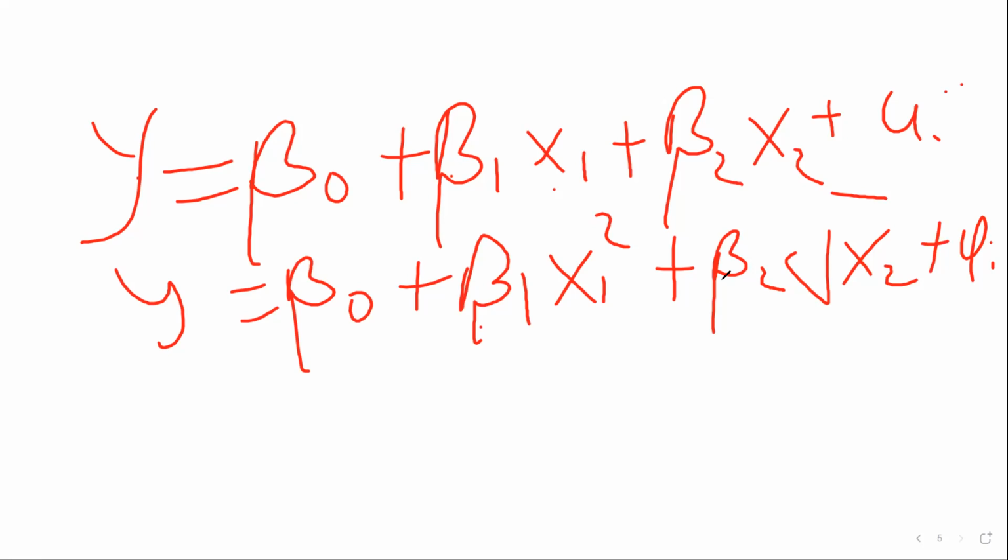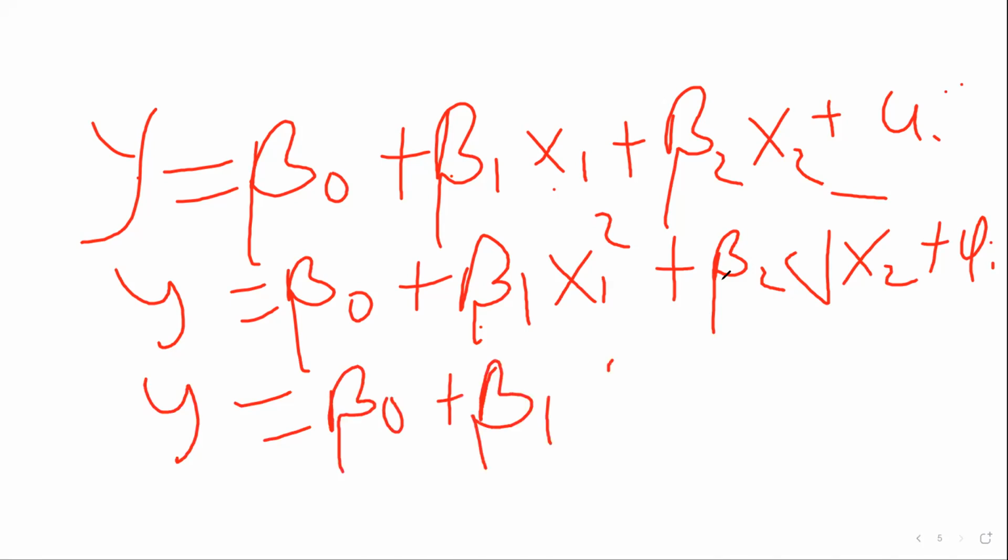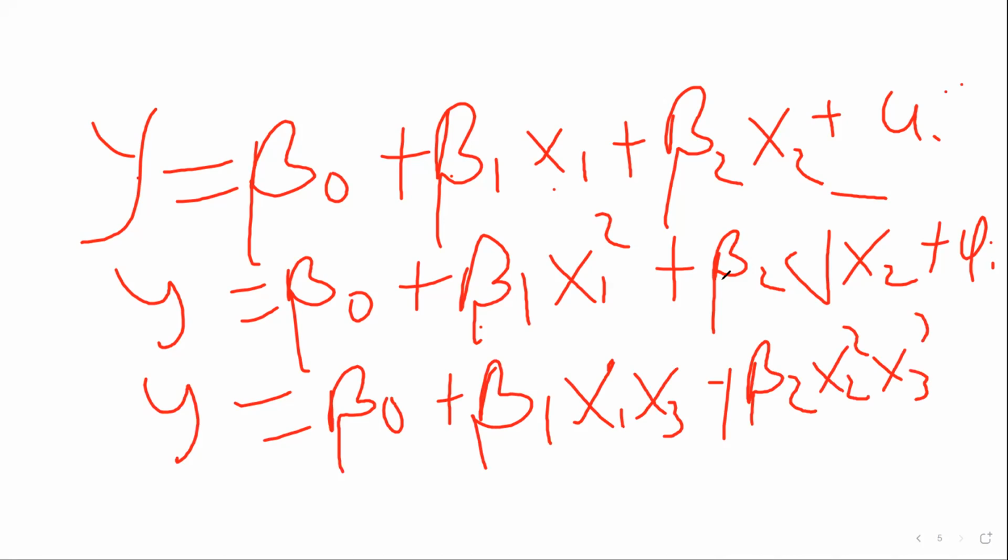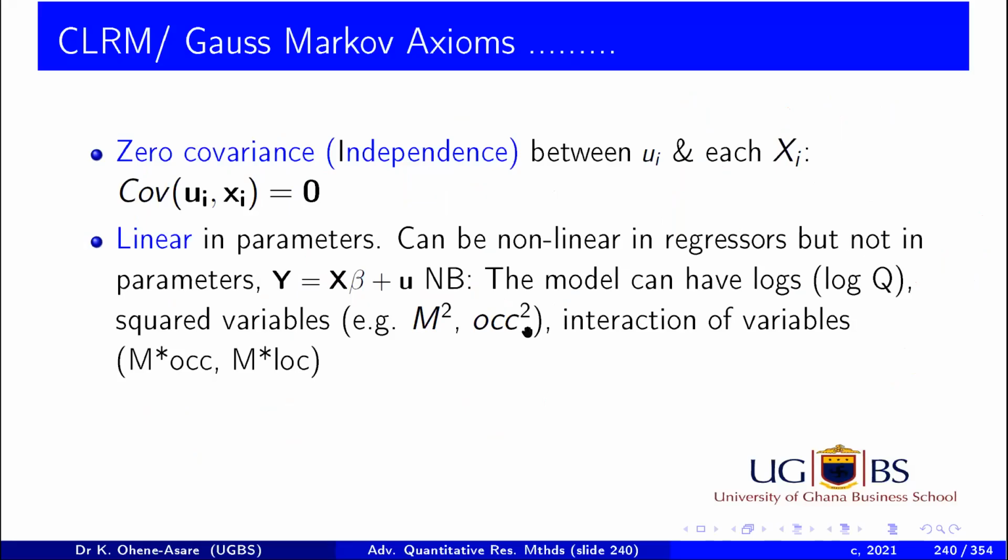No, you can even multiply one x by another. You can have y equals beta naught plus beta 1 x1 x3 plus beta 2 x2 squared, x3 cube. You can have all of this. You can have all of these situations. You can even log some of the x's, but you can't touch the betas. This is simple. The relationship must be purely linear in parameters. Okay, so it can be non-linear in the regressors, but not in the parameters. Okay, so we are saying that the model can have logarithms. The model can have logs.